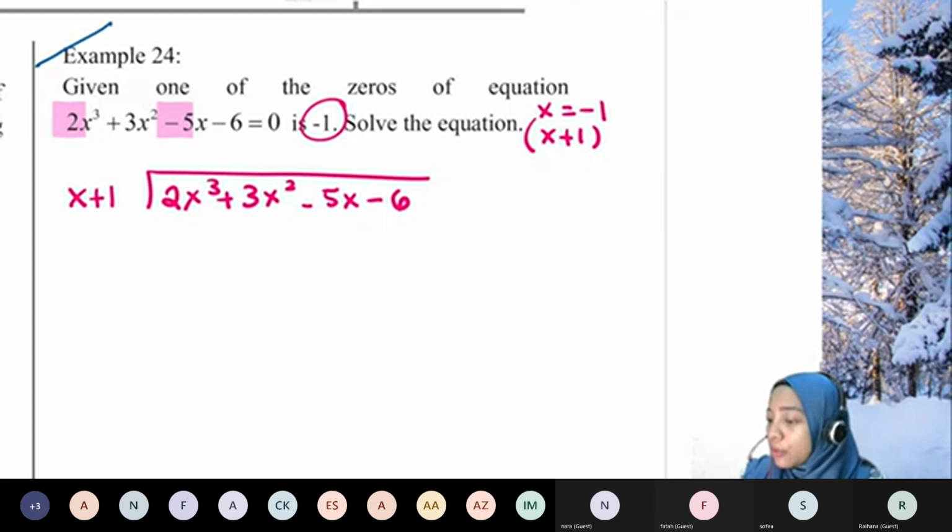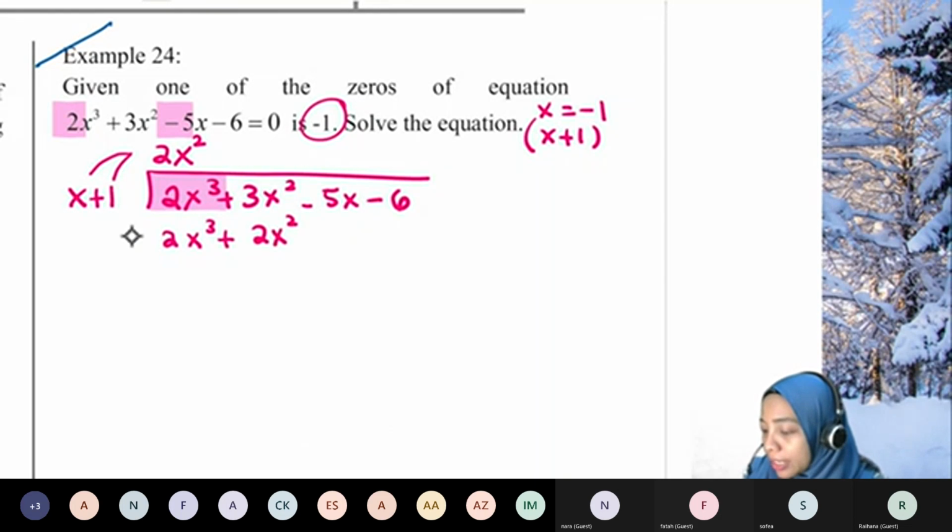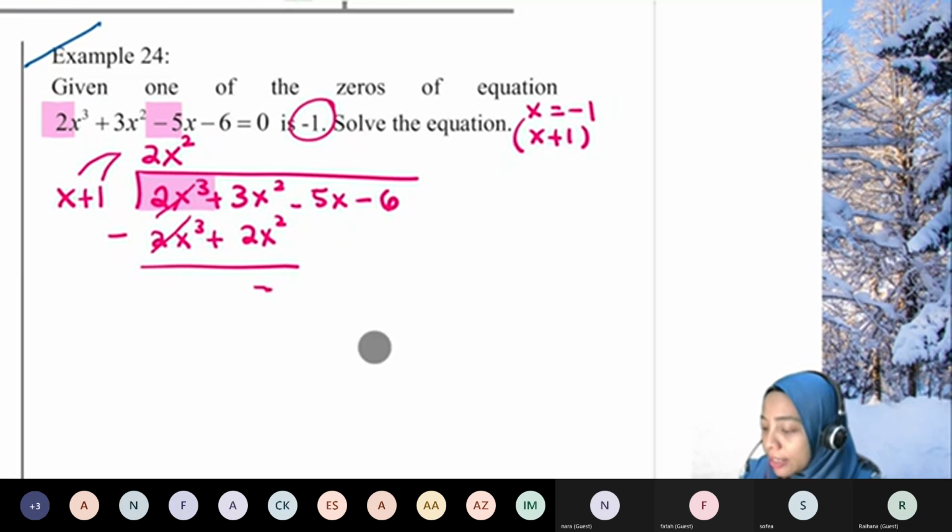Boleh. Okay, so look at the coefficient here. 2x cube. So what makes 2x cube? Pastinya you perlukan 2. And then kalau x sahaja cukup tak? Kalau x sahaja baru 2x square, sedangkan kita nak 2x cube. So we need 2x square. Okay, and then darabkan dengan kesemua ini. Dapatlah 2x cube plus 2x square. And then you minuskan. Ini dengan ini cancel. 3 minus 2 you get 1.